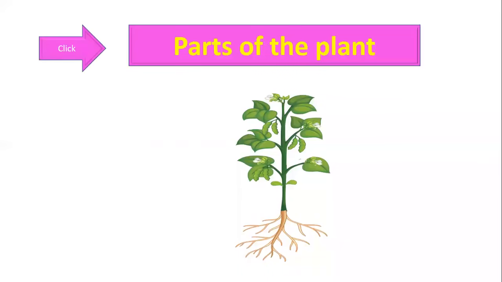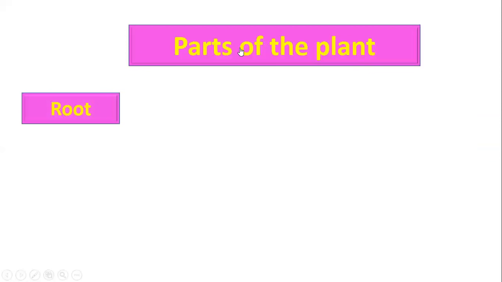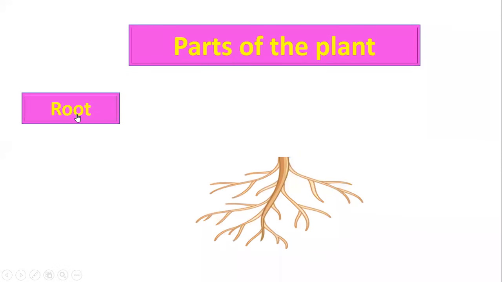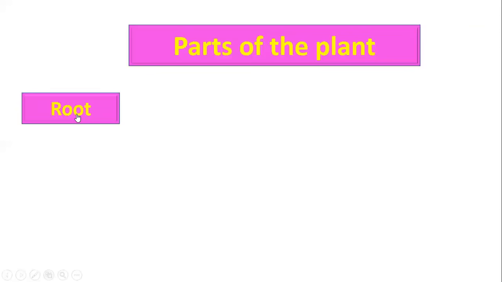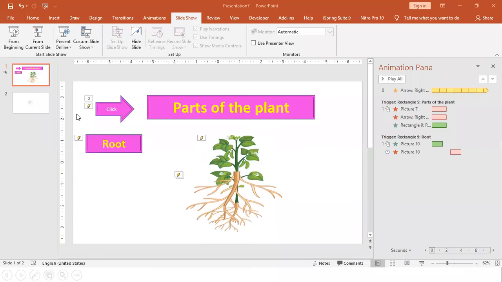What we are seeing: I am going to click on parts of the plant. Our plant disappears and the root appears. And I am going to click on root, it appears, and after some time it disappears. Clear? Yes, sir.